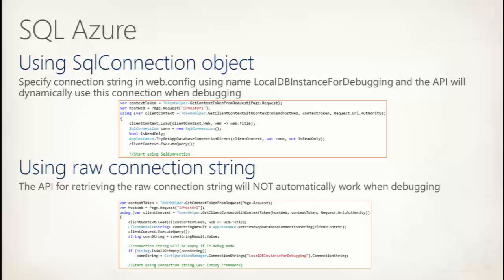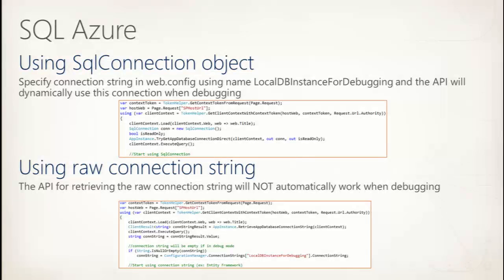So Nathan mentioned, what about debugging? We'll look at this. When I debug, I have a couple of different things that occur. If I look at these two different ways of doing things, if I get the SQL connection object, that will automatically work inside debugging if I put my connection string with a very specific name. So local DB instance for debugging is what I use.